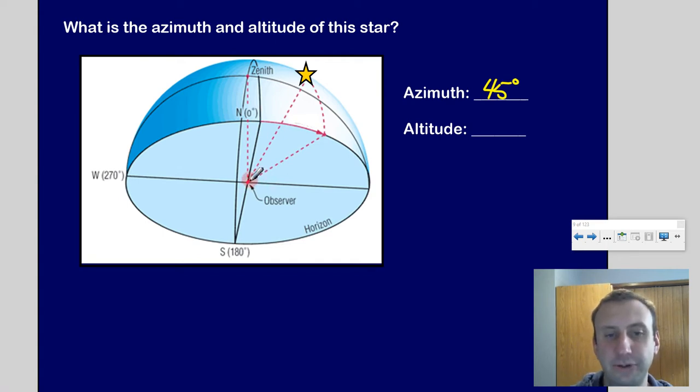Now for altitude, this again, I would say is right around 45 degrees. Straight up is 90. This would be 0, and that's just right about halfway. So I would say that this would be this star at an azimuth of 45 and an altitude of 45 degrees as well.